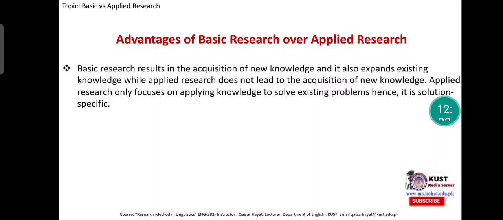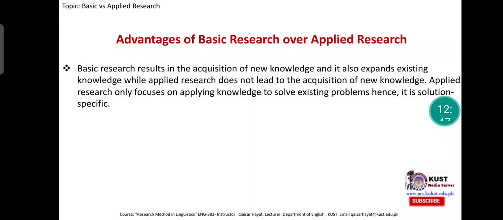Basic research results in the acquisition of new knowledge, and it also expands existing knowledge, while applied research doesn't lead to the acquisition of new knowledge. Applied research only focuses on applying knowledge to solve existing problems, hence it is solution specific. Now, student, which research is better?